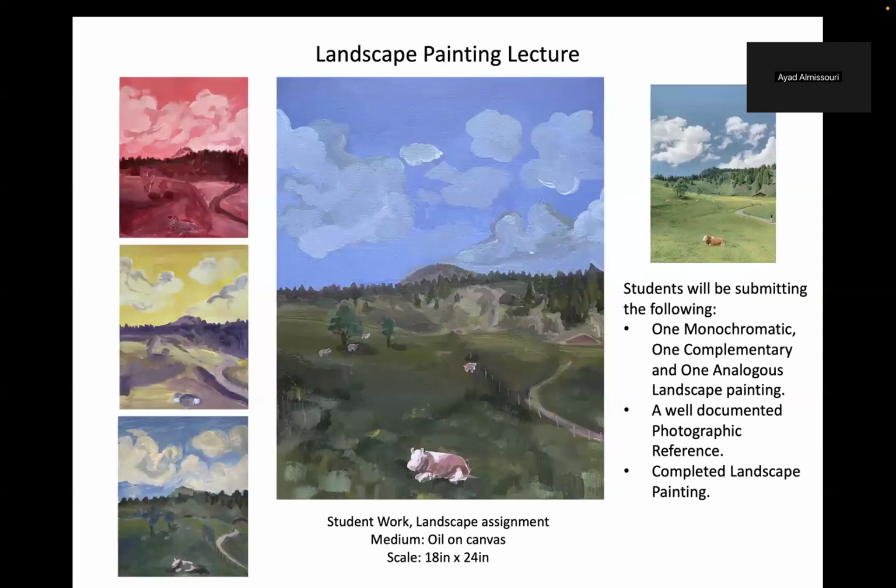Now, the actual assignment will be due in the upcoming weeks. One thing to keep in mind is that students will be submitting a few things. So for our three preliminary paintings, you have your monochromatic, complementary, and analogous color combinations. Those are three, right? You have your photographic reference online under the assignment tab, and your completed large painting here for your final, okay?